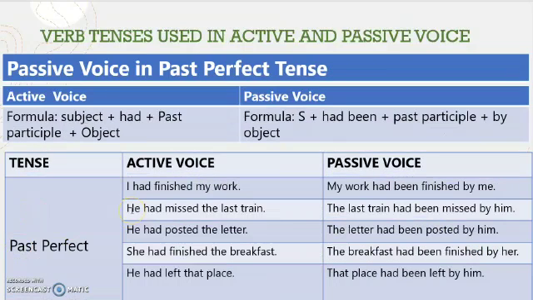Then we have passive voice in the past perfect tense. The formula in active voice is the subject plus had plus past participle plus object. And the formula in passive voice is subject plus had been plus past participle plus by object. In past perfect, the active voice is I had finished my work. My work had been finished by me. He had left that place. That place had been left by him.